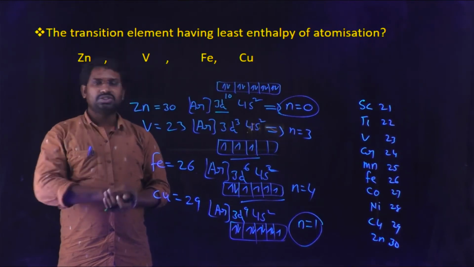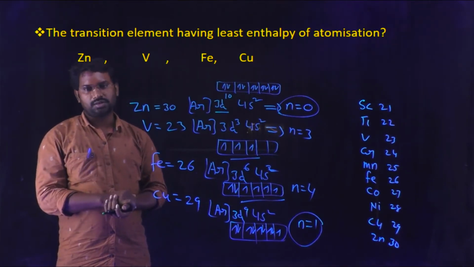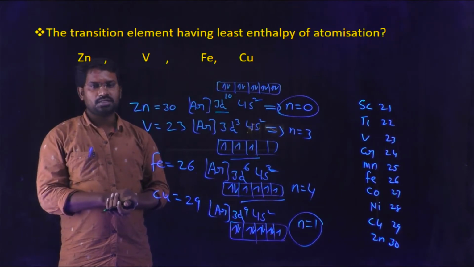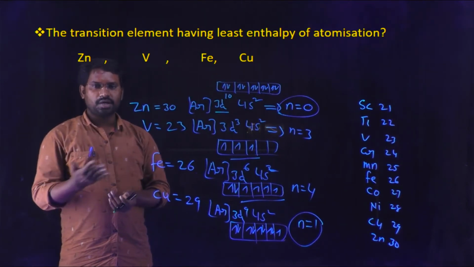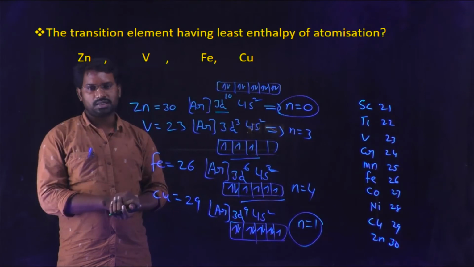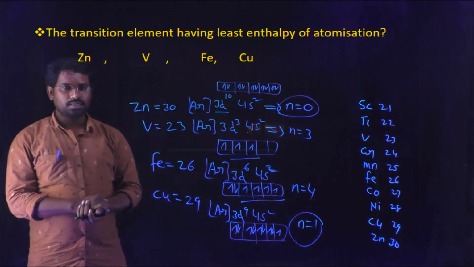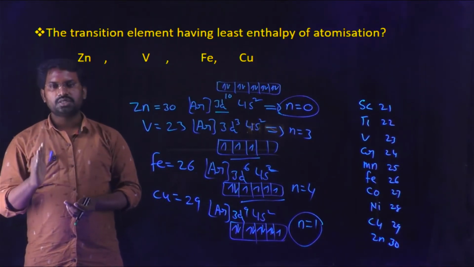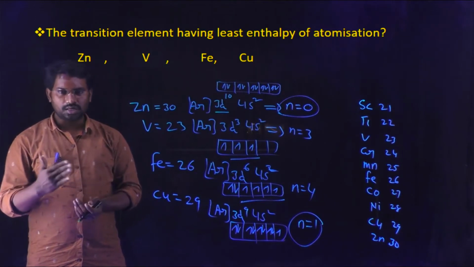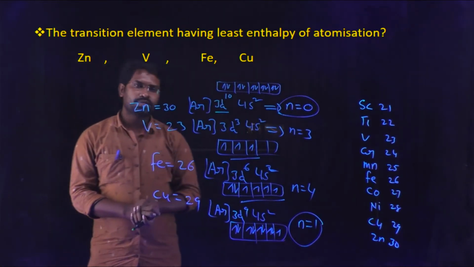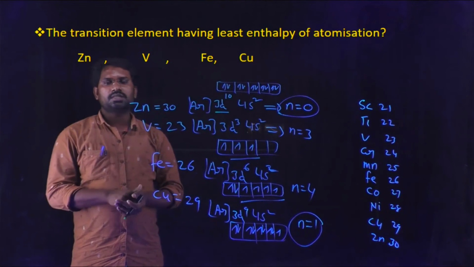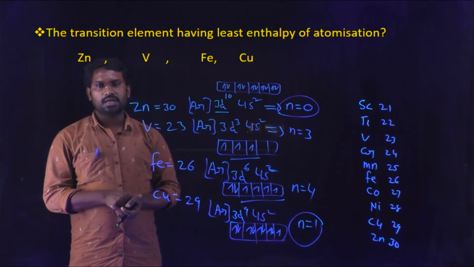But here zinc should not be considered as a transition element. Zinc is a d block element, but it cannot be considered as a transition element, because there is an exemption. Zinc, cadmium and mercury, these three are present in the d block elements, but they cannot be considered as transition elements based on their electron configuration.